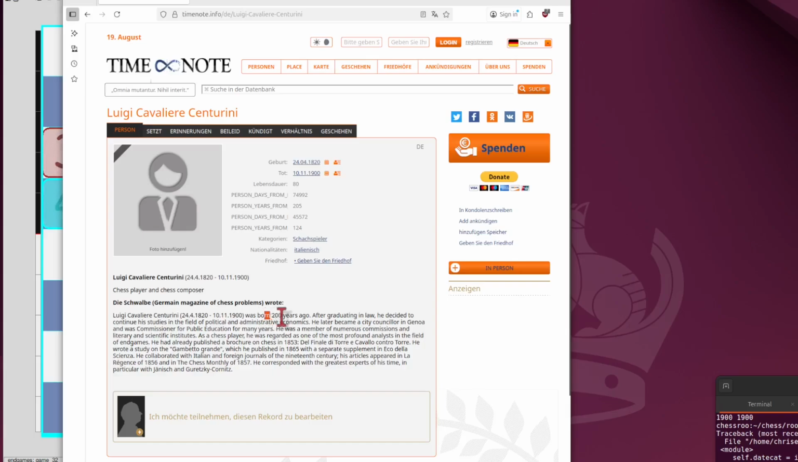He was born 200 years ago. Well, that's fairly accurate. And he graduated in law. So obviously he's well educated and continued his studies in politics and economics. Now, we notice he was born in Genoa, and Bianchetti, about 50 years later, was born in Genoa as well. So you can see there's obviously a lot of chess culture in the north of Italy. It kind of mirrors what was perhaps going on in England at the same time.